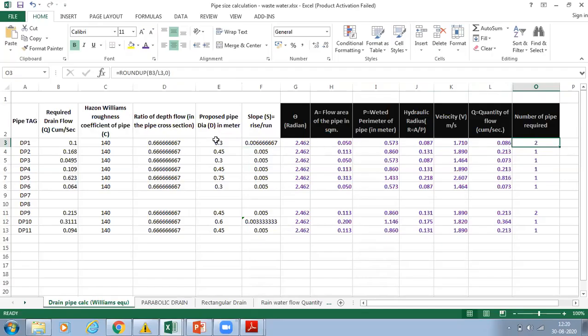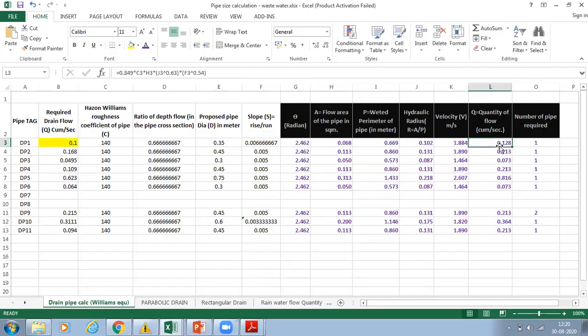Then what do I have to do here? I have to change the pipe size. I will change to 350, 0.35 meter. Now the answer is one pipe. As per calculation, my requirement is 1 cubic meter per second of flow only.